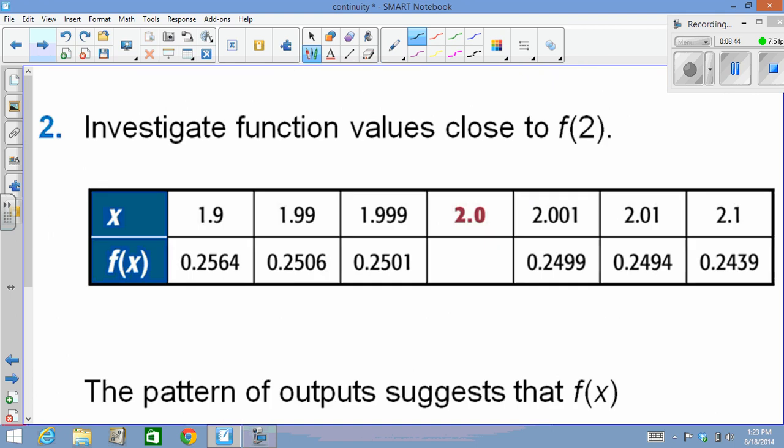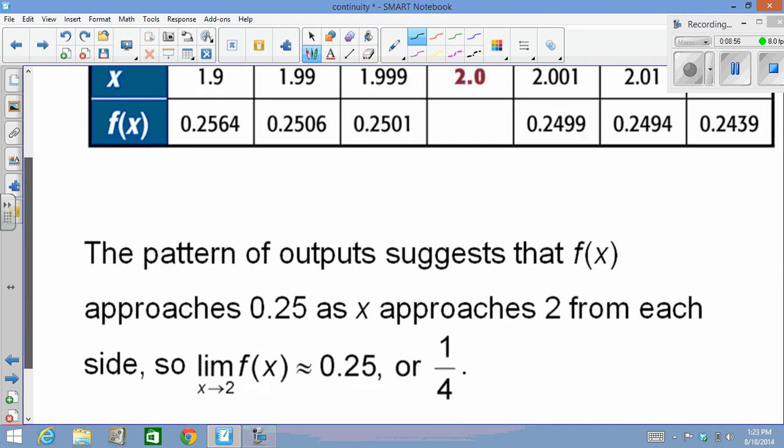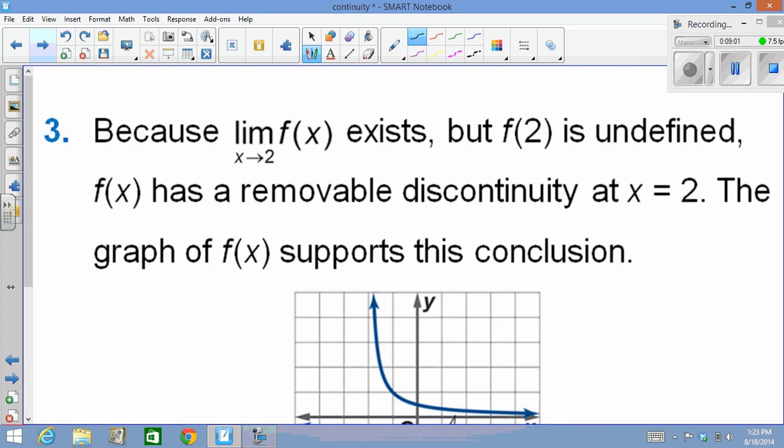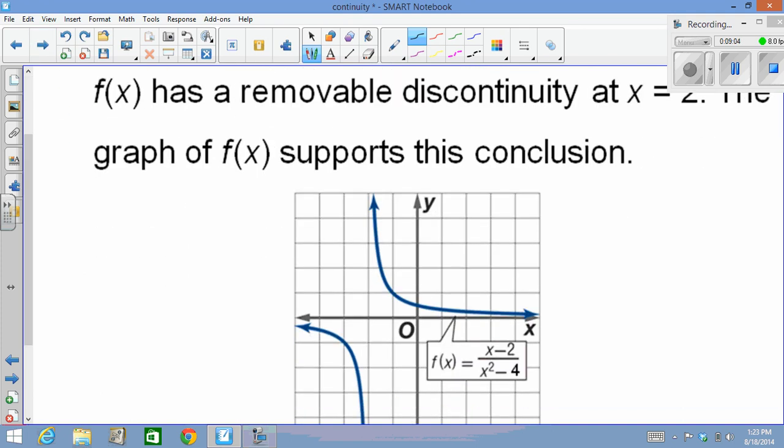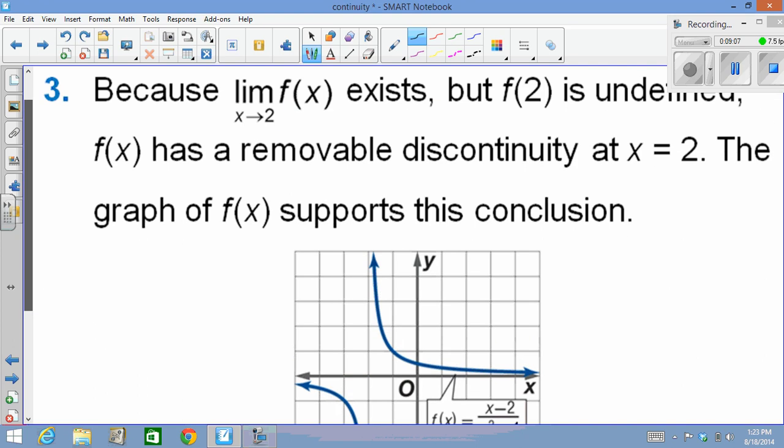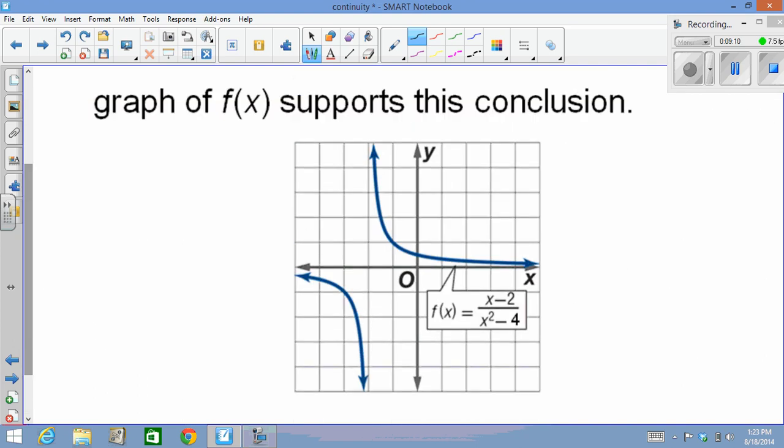So now I'm going to make my table. And if I make my table, you'll notice that at 2, I have something at 1.999, which is 0.25. And if I have 2.001, I also have 0.25. So that tells me that 0.25 seems to be my limit. And then if I look over here, you'll notice that it's going to have what's called a removable discontinuity, because if I look at 2, there's no discontinuity there. It's not a jump discontinuity, and it's not an infinite discontinuity. So we already established that it was a discontinuity, so that's what's called a removable discontinuity.